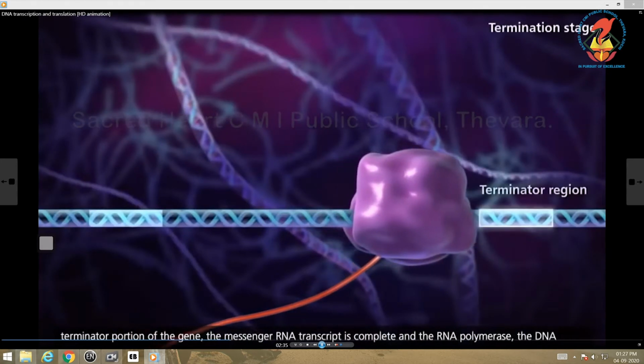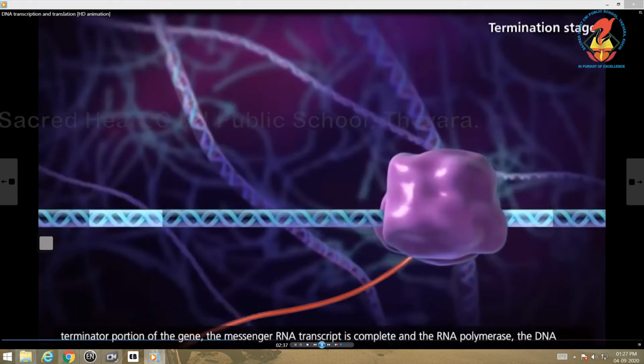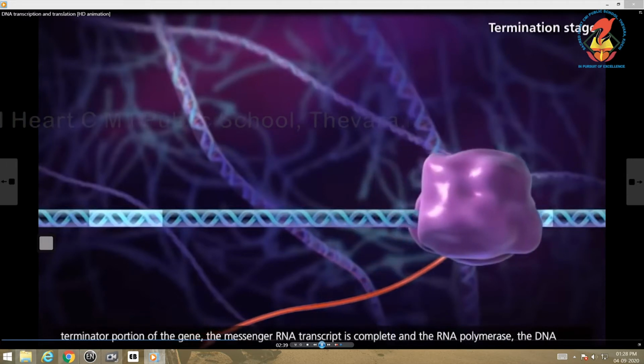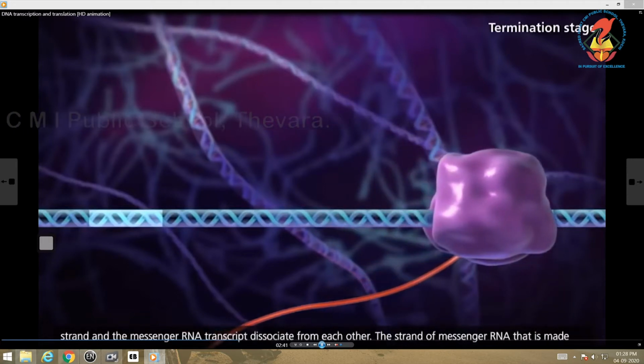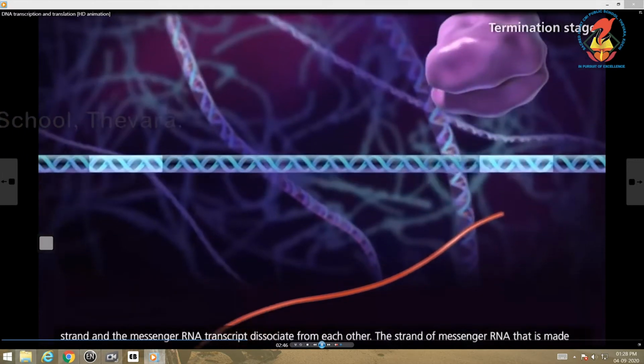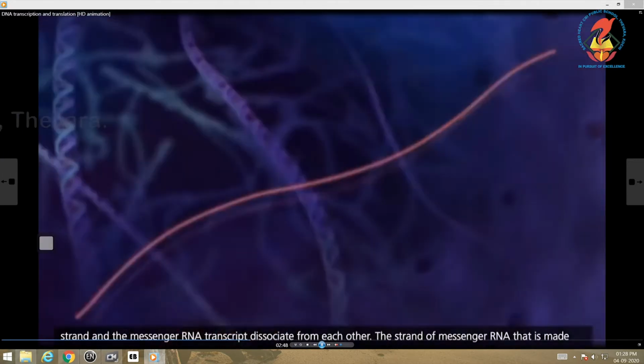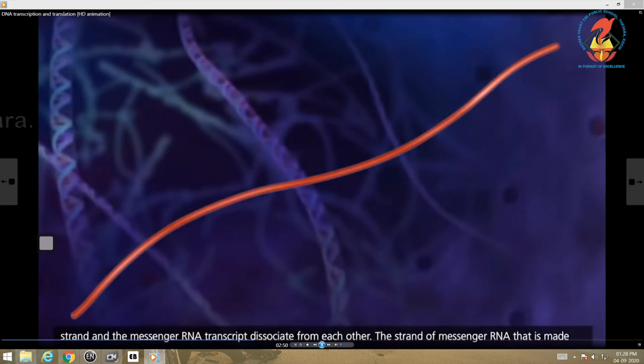This continues till the termination region, or the terminator gene, is reached. Once it reaches the terminator, another factor called Rho factor binds and all the structures get released. Now we get the mRNA out of the DNA.